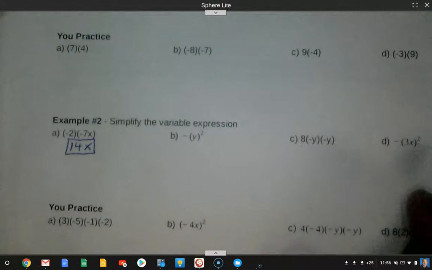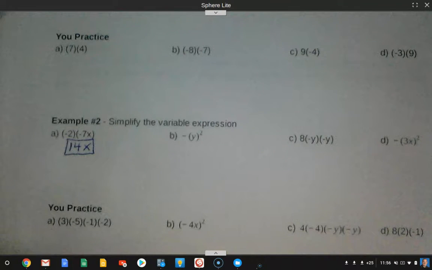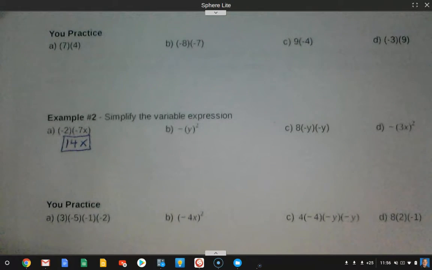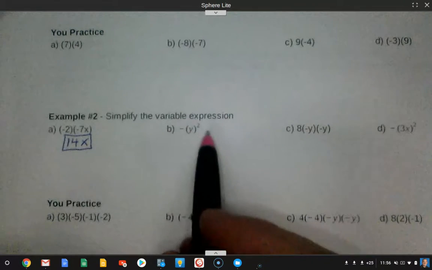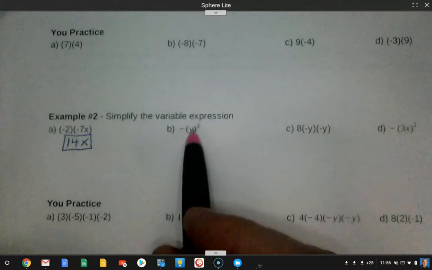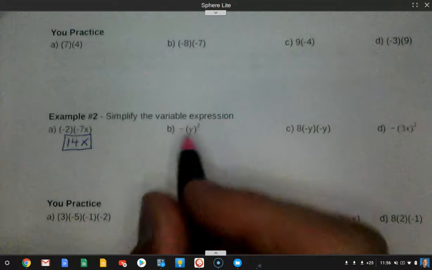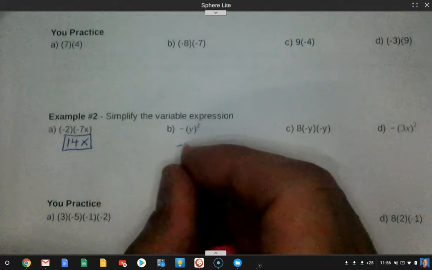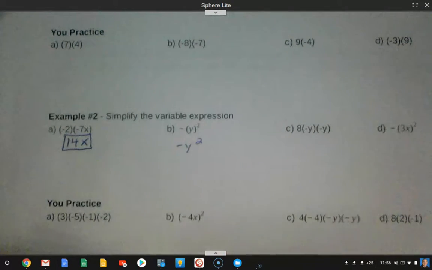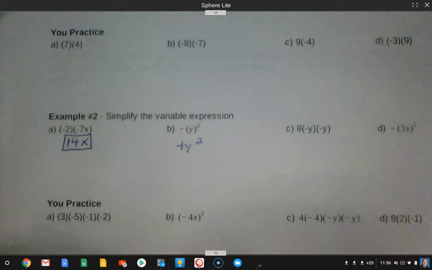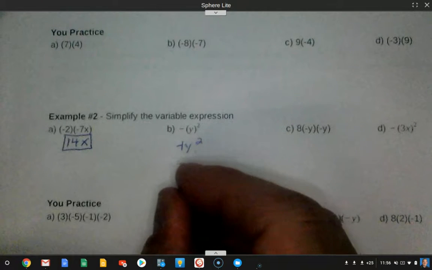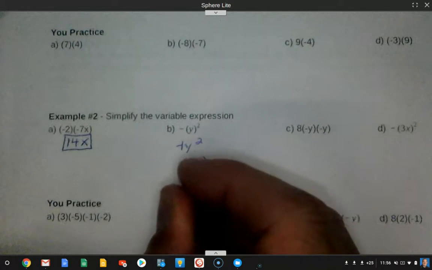Letter B. If I have something like this, first thing I have to do is still follow my order of operations. So by my order of operations, I have to do the exponent first. So the squared is referring to the y. It is not referring to the negative. So I'm going to have negative y squared. So this is actually saying negative 1 times y squared, and we know negative 1 times y squared will just give us negative y squared.